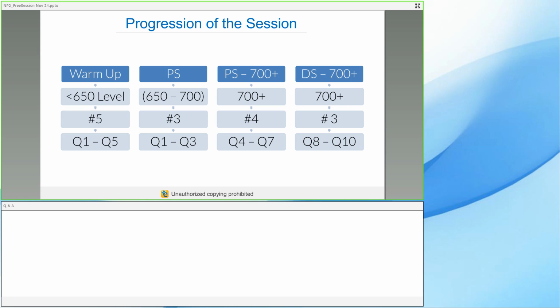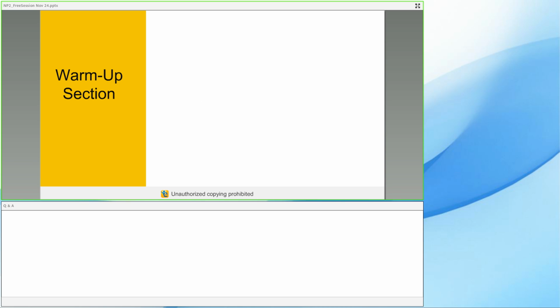Now, as far as the progression of the session is concerned, I'll start off with 5 warm-up level questions. These are basic questions just to help you understand the kind of questions that we are going to discuss, and also to get feedback on whether you are comfortable with the concepts or not. After that, I'm going to move on to PS, where I'm going to discuss 3 questions of 600 to 650 to 700 level. Then I'm going to discuss 4 questions which are difficult, or 700 plus level questions. After that, we are going to discuss 3 questions on data sufficiency, and then I'm going to wrap up the session. Okay. So let me talk about the warm-up section.